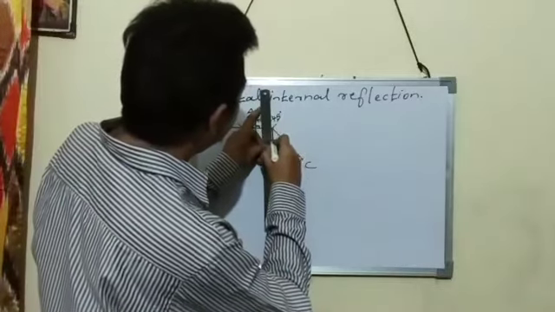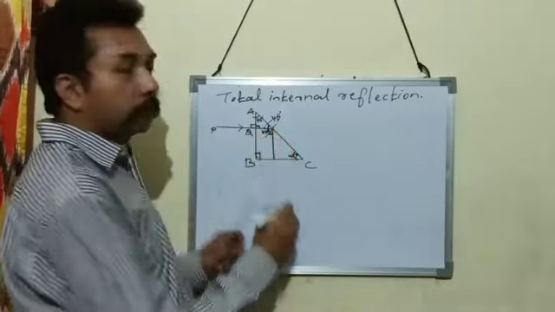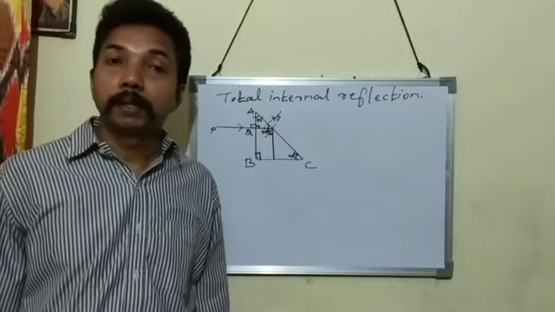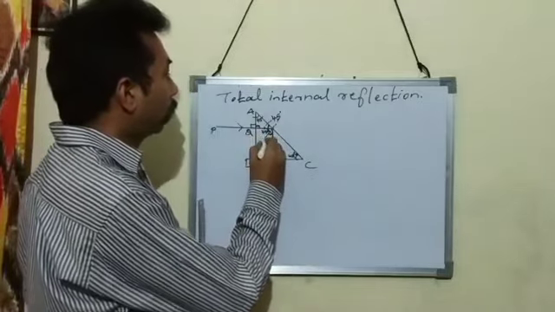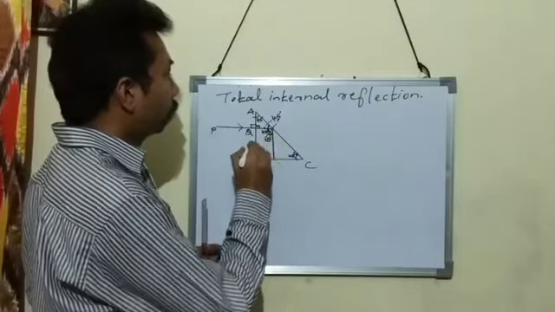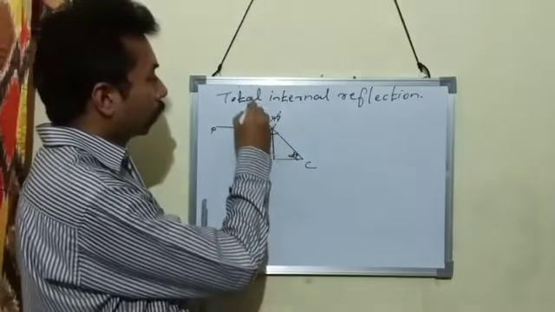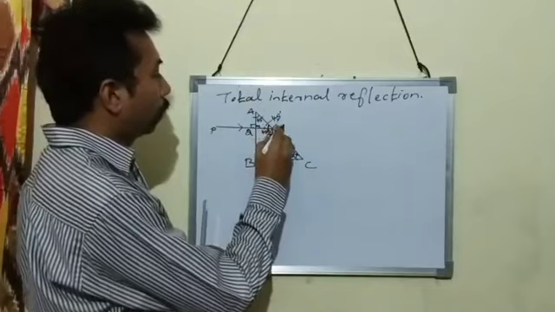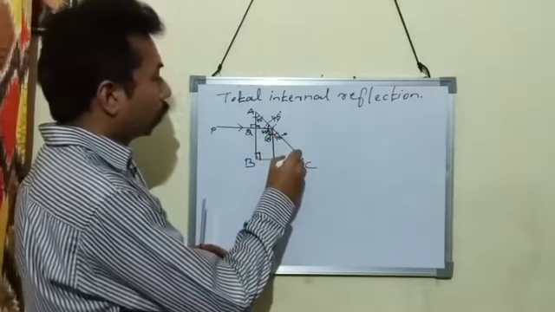So when it suffers total internal reflection, it will obey the laws of reflection of light. That is, the angle of incidence is equal to the angle of reflection, so this angle also will be equal to 45 degrees. And what is the magnitude of this angle? This fully is a straight line, so from 180 we subtract 45 plus 45 plus 45. So this will come as 45 degrees. So this is 45, this is 45.